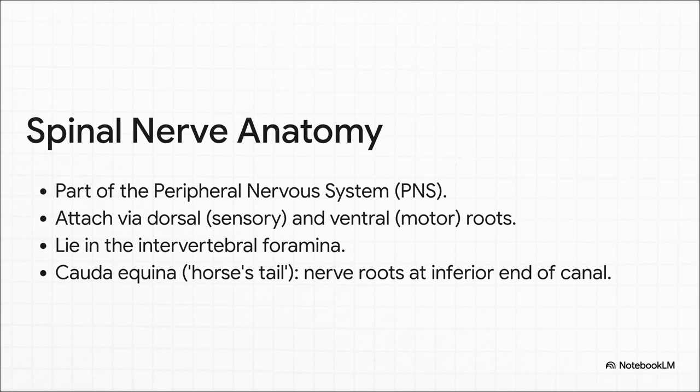They snake their way out of the vertebral column through little openings called the intervertebral foramina. And as we mentioned earlier, that cauda equina, which is just Latin for horse's tail, is simply the bundle of nerve roots that continue down the canal before they find their exit point.